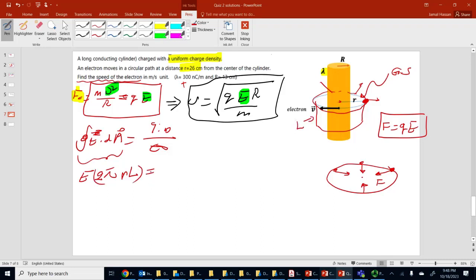This is equal to the amount of charge located inside the big cylinder, the Gaussian surface, which is lambda multiplied by this length L, divided by epsilon naught. So the L cancels out, and the electric field is equal to lambda divided by epsilon naught, and we have 2 pi r. It's going to be something like this.